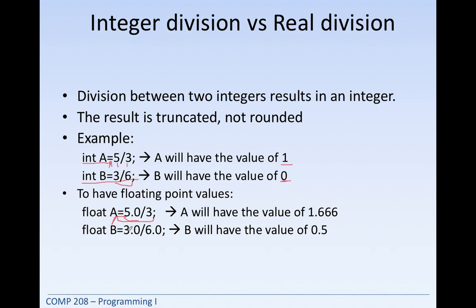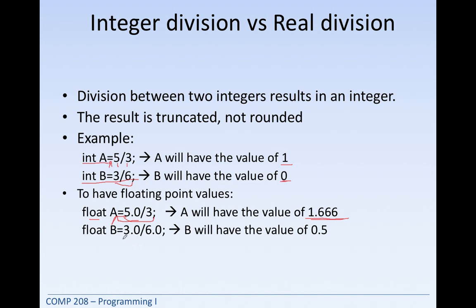If it was an integer, it will only keep the 1. If a was an integer, even if I give it a floating point number, if it wasn't a float, you cannot save all this number. It will only keep the integer part. Luckily, a is a float in here. It's declared to be a float, so it will keep 1.666.